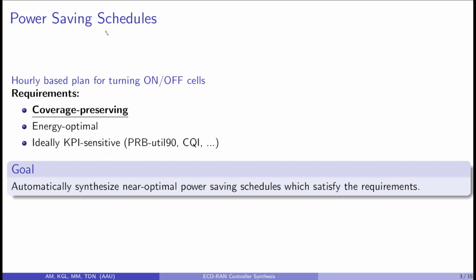A power saving schedule is an hourly based plan for turning on and off cells. There are some requirements. For example, they should preserve the coverage, and they should be energy optimal, and there are some other quality indicators which are relevant. Our goal in this project is to automatically synthesize near optimal power saving schedules which satisfy the requirements.